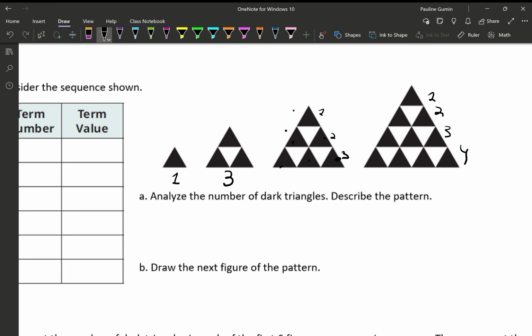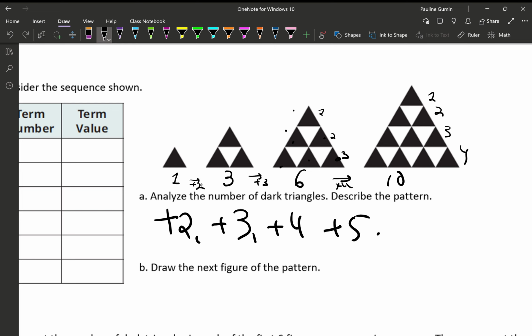A 1, a 2, a 3, a 4. Right? So I added 2. I added 3 here. So there's 6 triangles. And then I added 4 here. 10 triangles. So the way I would describe it is plus 2, plus 3, plus 4, plus 5, etc.